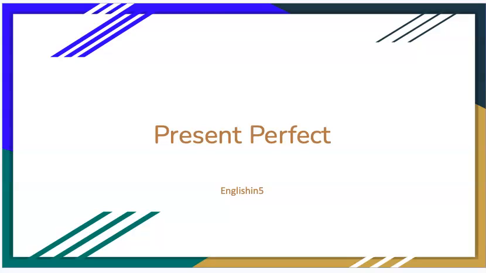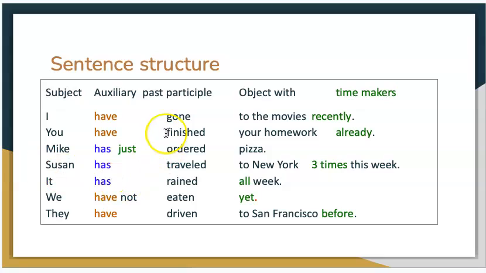In today's presentation, my goal is to help you understand and practice the present perfect tense in English. Let's begin with the sentence structure, the frame. The present perfect looks like this. We have a subject. We have two helping verbs, either have or has. Remember, he, she, and it, we use has.